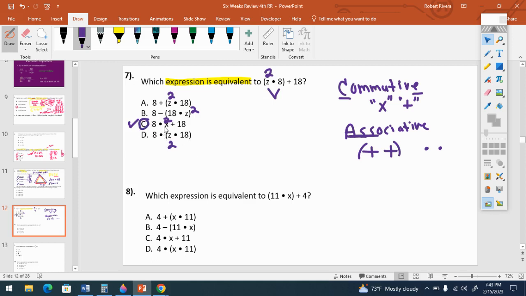Okay? 8 times 2 would be 16 plus 18. If you notice here, it would be 16 and then plus 18. So without even me doing the properties, I can figure this out by changing the variables to the number 2. I told you last time that you can do that. We like to use the 2 or the 5 or the 10, my favorite numbers to use. I prefer 2. 2 usually takes care of business.